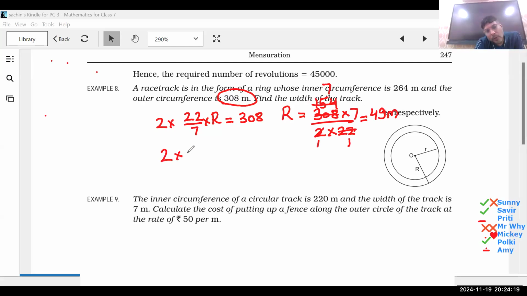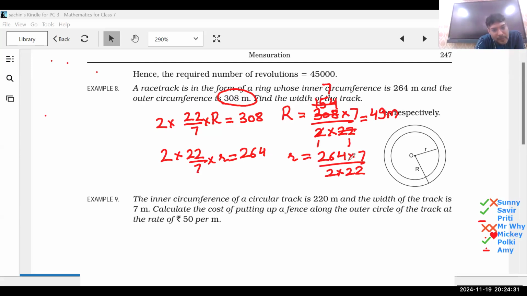Now 2 into 22 by 7 into small r is equal to 264. Small r is equal to 264 times 7 divided by 2 into 22. When I simplify, this will become 132. 6 into 22 is 132, so 6 into 7 is 42 meters. We subtract, and I will get 7 meters.